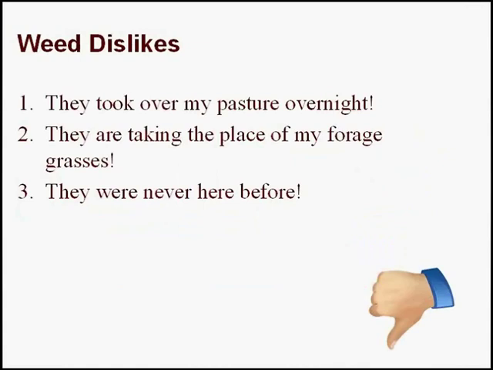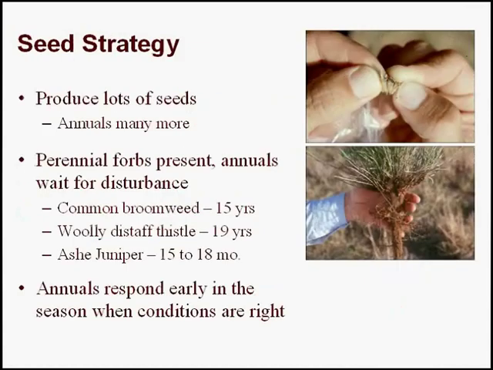I've never seen this forb. I've been on this land for 10, 15, 20 years, and I've never seen this forb before. Well, annuals have this life cycle, or this life stage, where they produce a lot of seeds, and those seeds go to our topsoil and they wait in the ground. And a lot of the annuals, like common broomweed and woolly distaff thistle, can be in the soil for up to like 19 years. So if we contrast that with a perennial, which is one that would come back each year from the roots, like an ash juniper, those seeds are viable in the soil for 15 to 18 months.